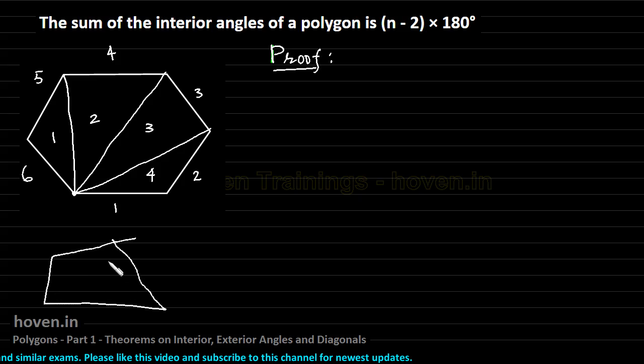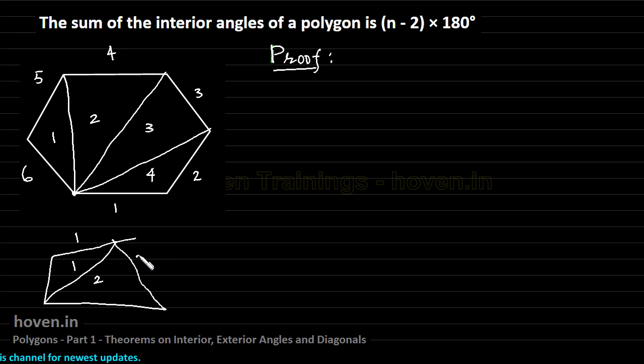This is a quadrilateral which I have roughly drawn. Now, how many splits will you get? You will get 2 splits. And how many sides were there? 1, 2, 3, and 4. And how many triangles? 2, which is 2 less than the number of sides of the polygon.